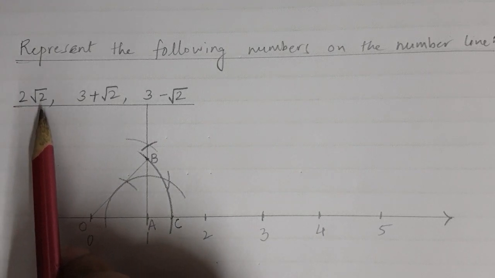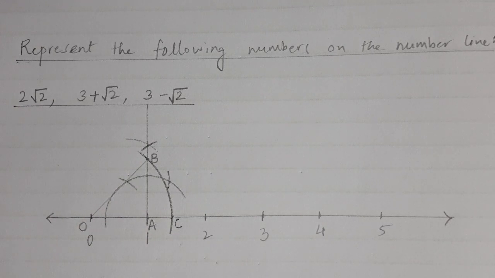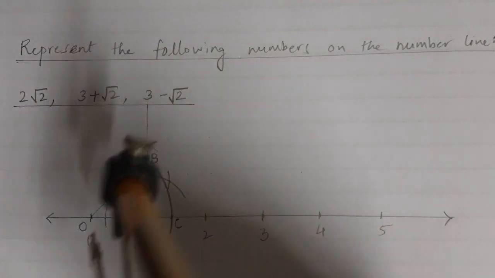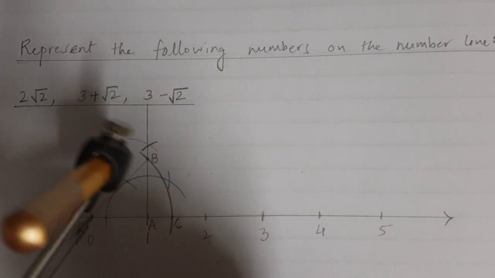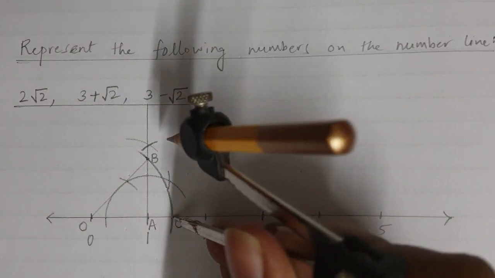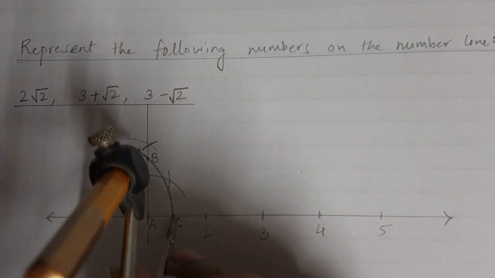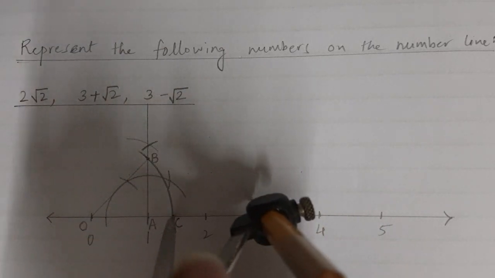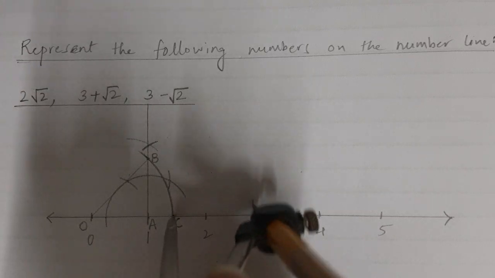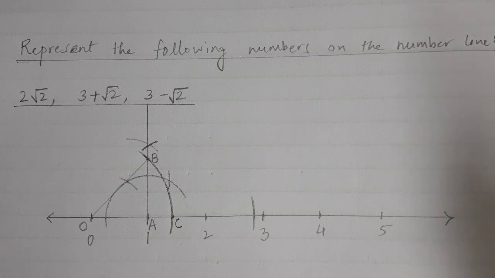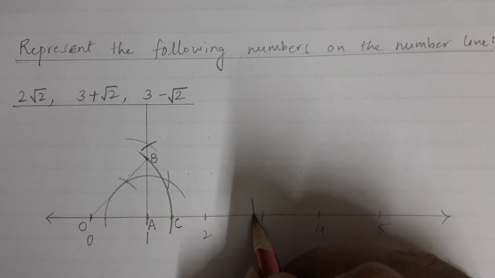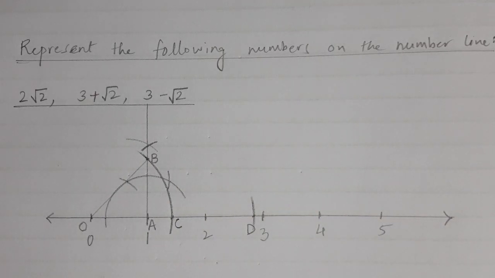Now we know that 2 root 2 is the same as root 2 plus root 2. Then what I can do is I can take the same length as OB and OC, which is root 2. Now with my compass at point C, the center at point C, I will cut an arc at the right side of the number line. My radius is root 2 units right now. Therefore, wherever it cuts the number line, let's say this is point D, this point becomes 2 root 2.